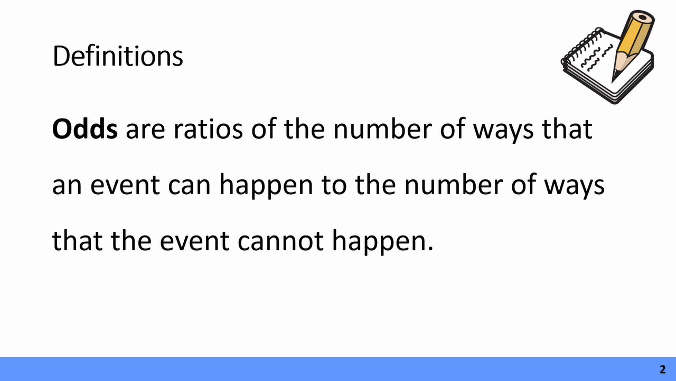So pretty much, odds are ratios where you compare two numbers, right? You compare the number of ways that an event can happen to the number of ways that the event cannot happen. So when you want to see if you have a chance of winning something, you're like, what are the odds, right? So again, that's what we're going to be doing. Don't think it's something terrible. It's pretty simple. You're just going to be comparing two numbers.